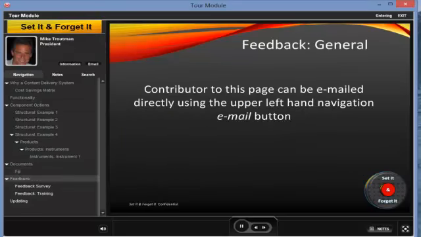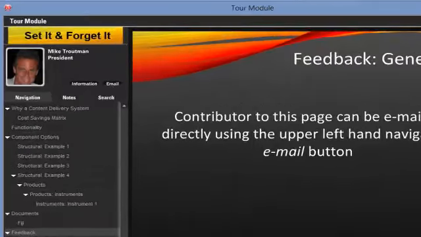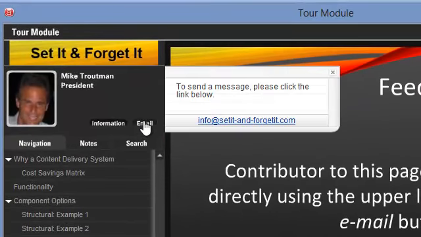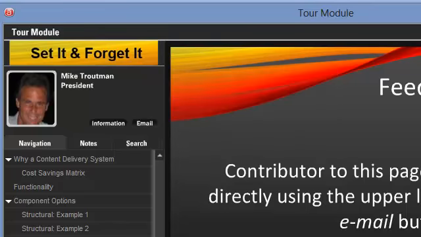Feedback General. Moving to feedback options, we have three. An individual contributor can be emailed directly simply by using the email button in the upper left. This launches your local email and allows you to write a personalized message about the content in the viewing window.